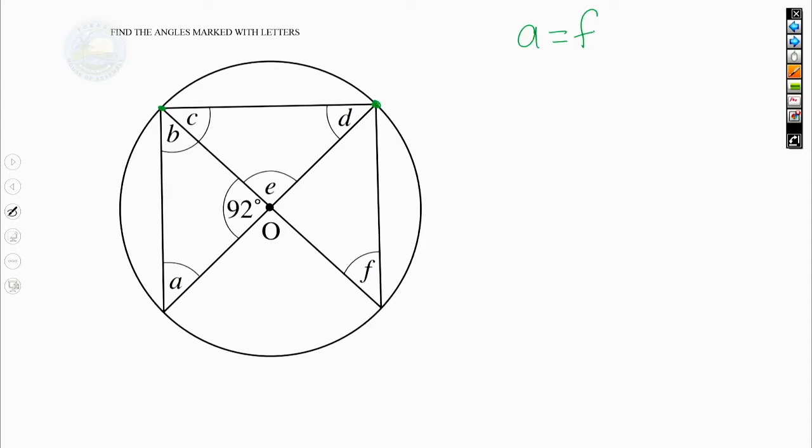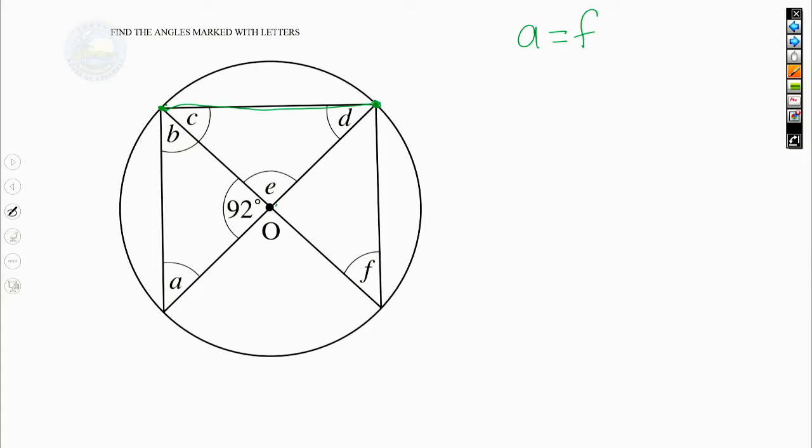Because they are being subtended by the same chord at the circumference in the same segment. Now let's continue. What about angle E? Angle E is actually being subtended by that same chord. Look at it. If we go from E and we come back, we realize that it's going back to this same chord. And what do we know? The angle at the center is twice the angle at the circumference.